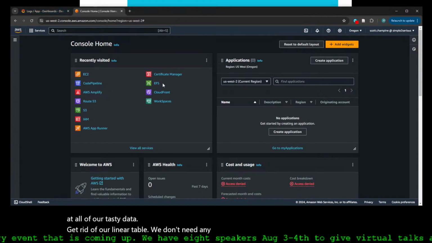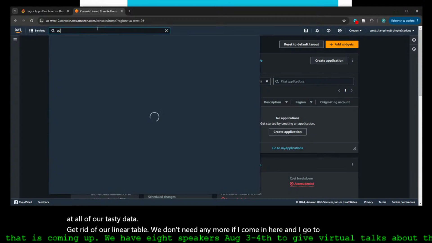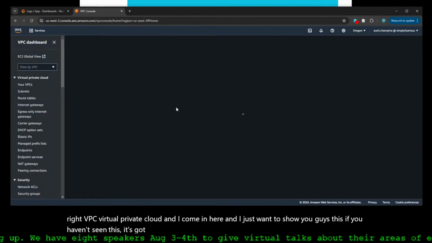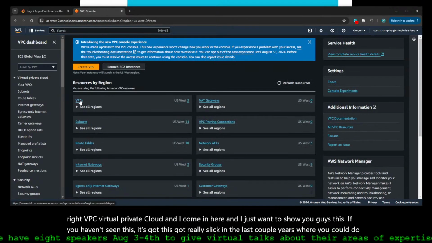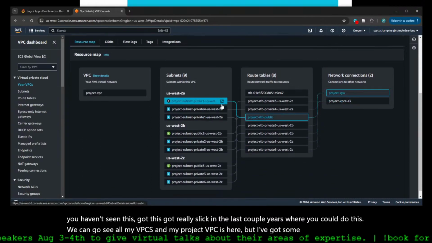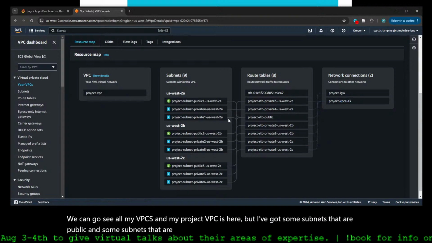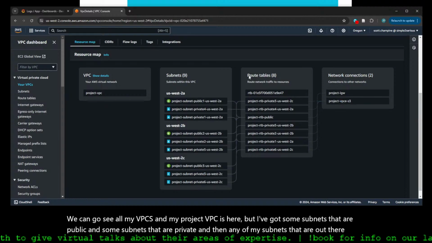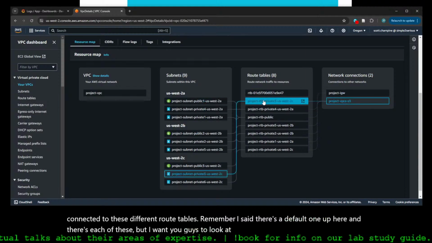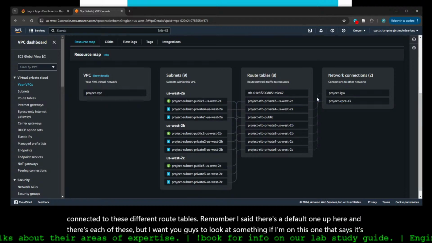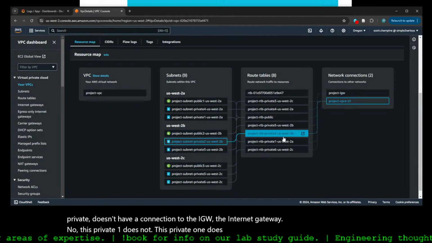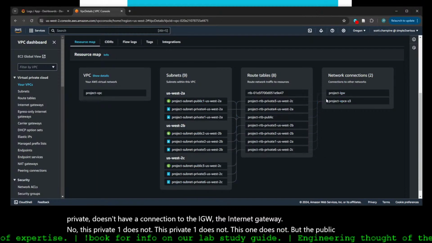But I come in here and I go to my VPCs, Virtual Private Cloud. I just want to show you guys this. If you haven't seen this, this got really slick in the last couple of years. We can go see all my VPCs, and my project VPC is here. But I've got some subnets that are public and some subnets that are private. And any of my subnets that are out there are connected to these different route tables. Remember I said there's a default one up here, and then there's each of these. But I want you guys to look at something. If I'm on this one that says it's private, does it have a connection to the IGW, the Internet Gateway? No. This private one does not. This one does not. But the public one does have access to the Project Gateway.